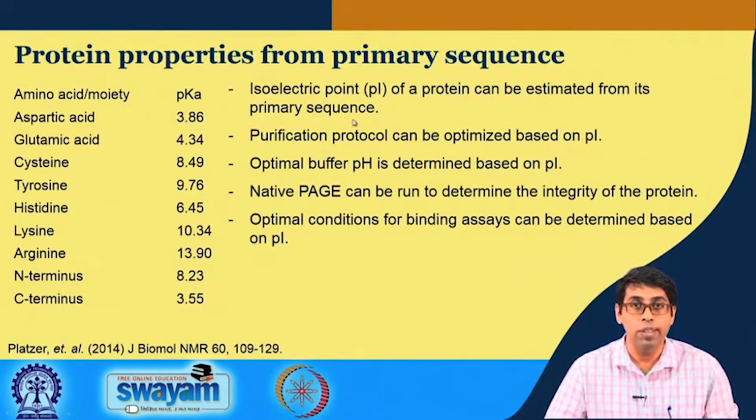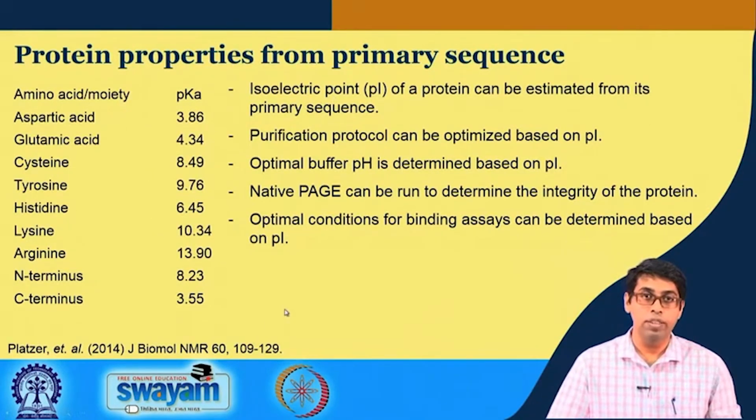So, how do we calculate the pI? It turns out that there are again only a few amino acids whose side chains are ionizable, and also the N terminus and the C terminus. Now, the pKa of these amino acids and the N terminus and C terminus are well known. So, just by knowing the sequence, we can determine the pI of our protein using a table like this.